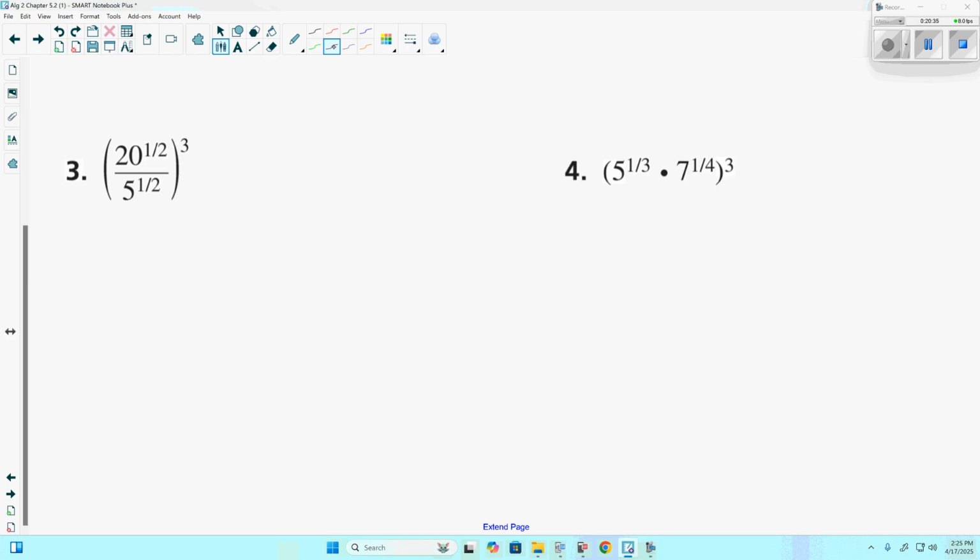We ready for problem number 3? I do find problem number 3 a little interesting. Now, since the bases aren't the same, 20 and 5 are not the same, but they are put to the same exponent, we can pull that 1/2 back up to an exponent for the whole fraction. And part of the other reason we're doing that is 20 is divisible by 5.